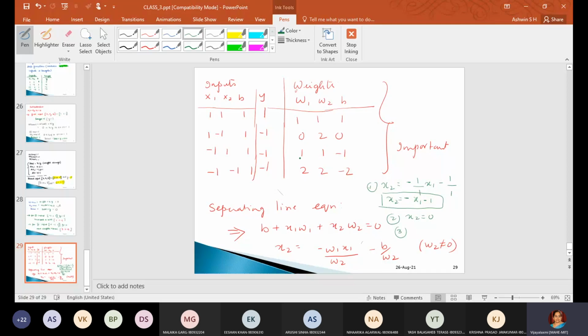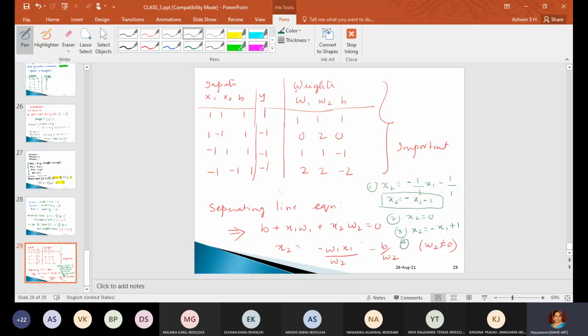The third equation is minus 1 by 1 x1 plus 1 by 1, so x2 equals minus x1 plus 1. If I am fast, please tell me and I'll slow down and explain again. The fourth equation is minus 2 x1 by 2 plus 2 by 2, because minus of minus is plus. So the fourth equation is also the same: x2 equals minus x1 plus 1. So you have got four equations.